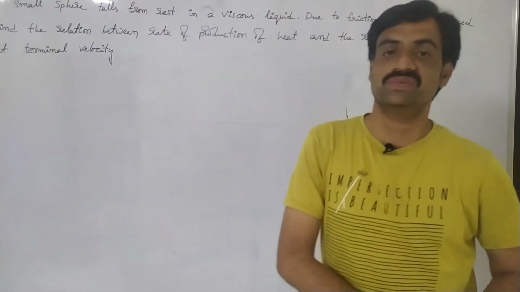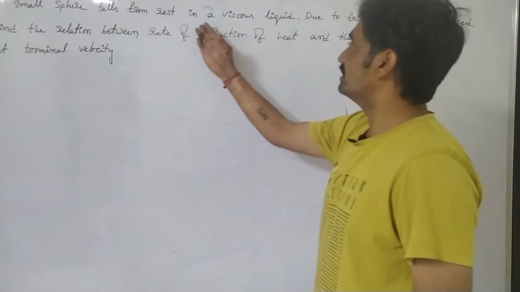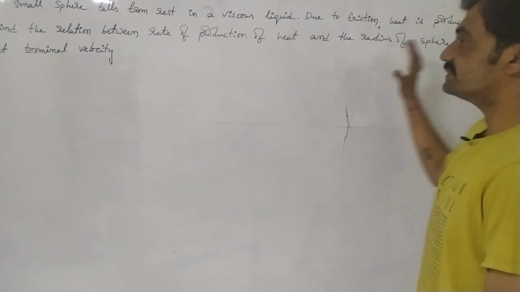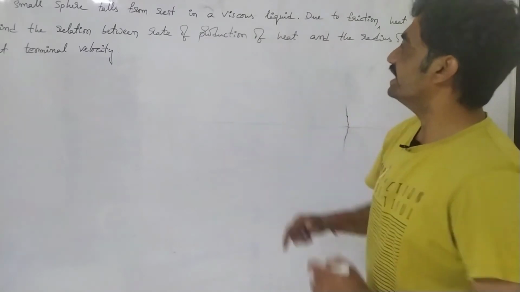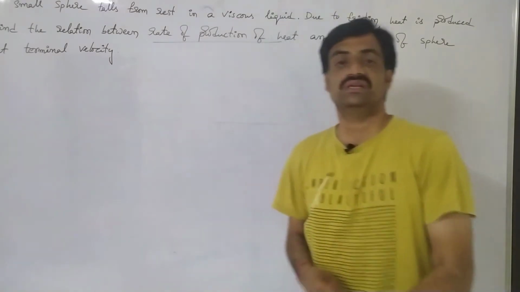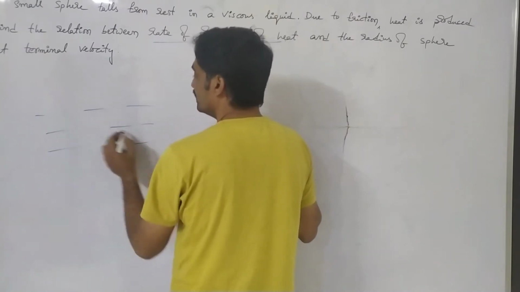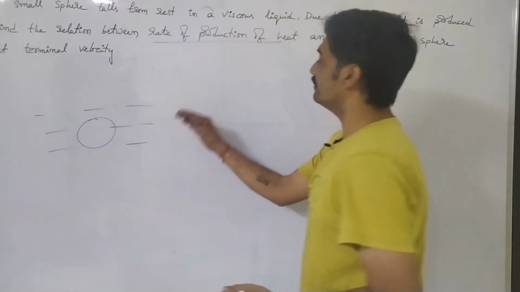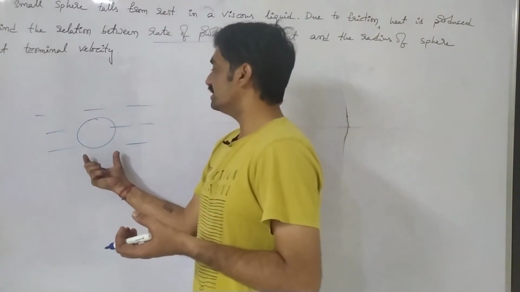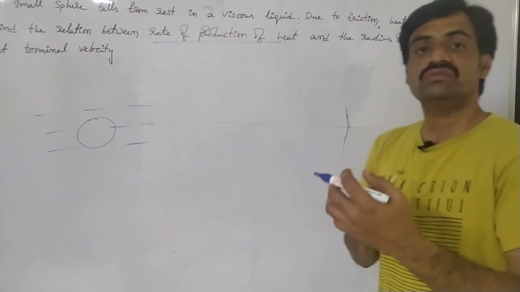Let's solve some numericals based on this terminal velocity as well as Stokes theorem. Observe that a small sphere falls from rest in a viscous liquid. Due to the friction, heat is produced. Find the relation between rate of production of heat and the radius of the sphere at terminal velocity. So here when a small sphere falls into a viscous liquid, since the sphere is falling, this sphere experiences the production of heat, means that the body will be heated.